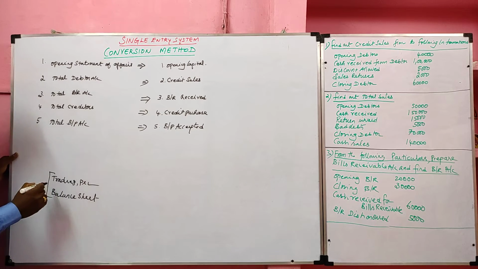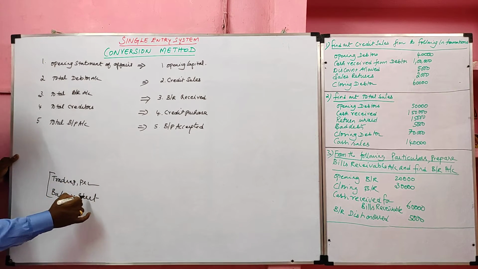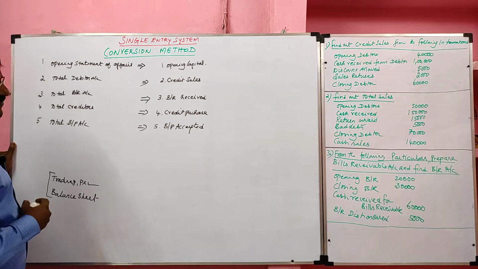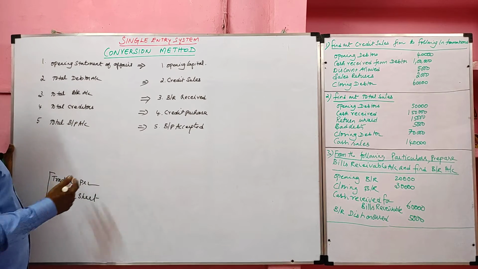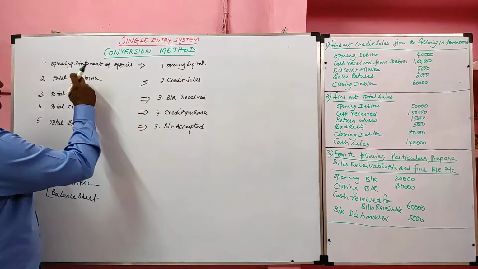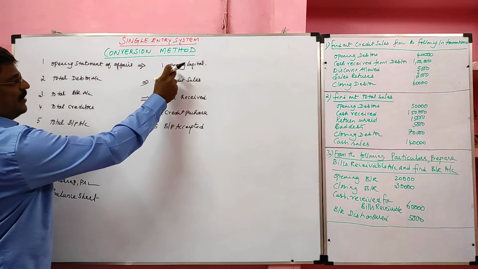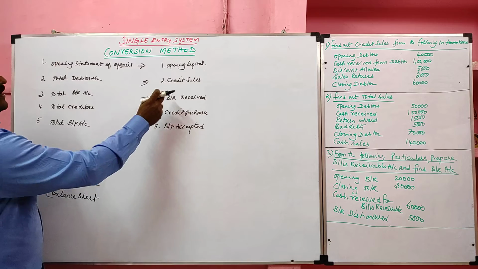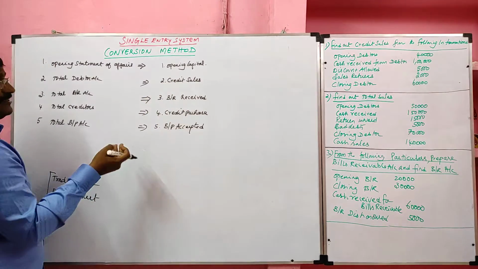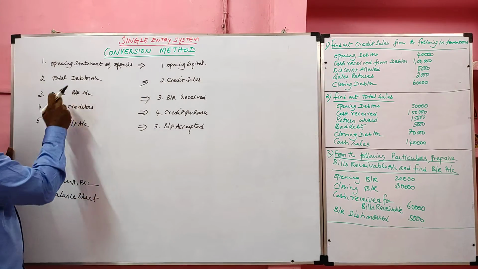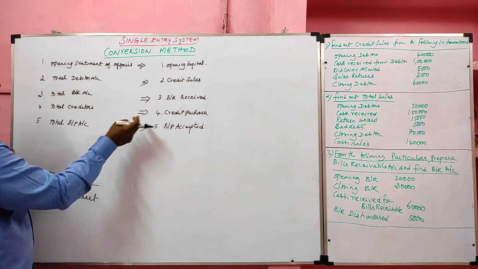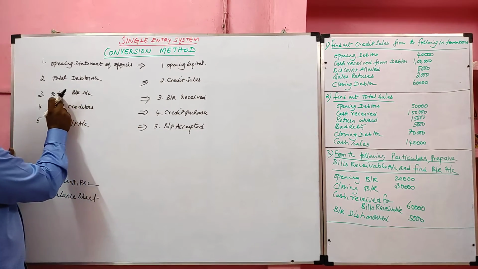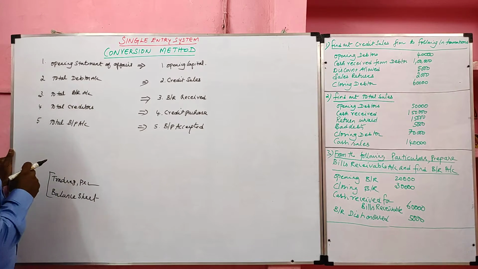Students, once again, if we want to prepare the trading profit and loss account and balance sheet, we need some information, but in single entry some information may not be given, such as opening capital. With the help of the opening statement of affairs, we can find opening capital. Then we need to find credit sales because it may not be given. With the help of the total debtor account, we can ascertain credit sales. If we want to prepare the total debtor account, we need bills receivable. For that we have to prepare the total bills receivable account.